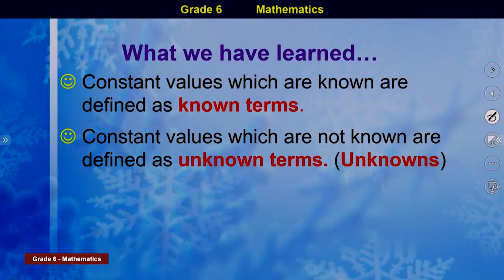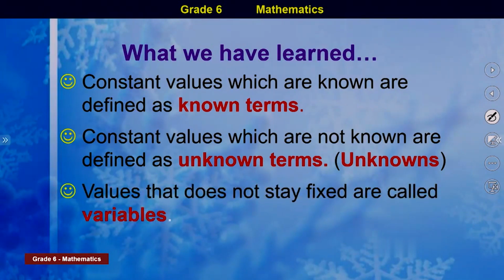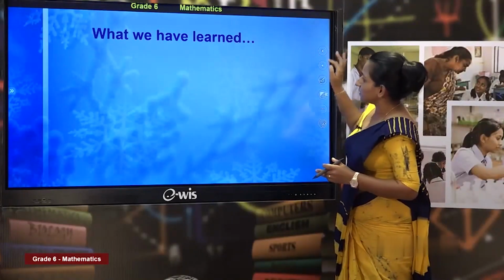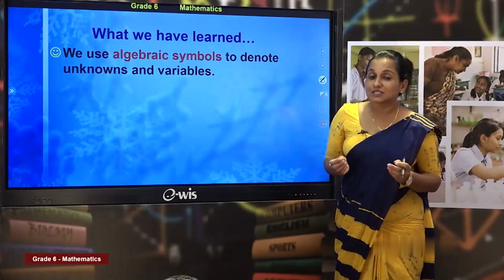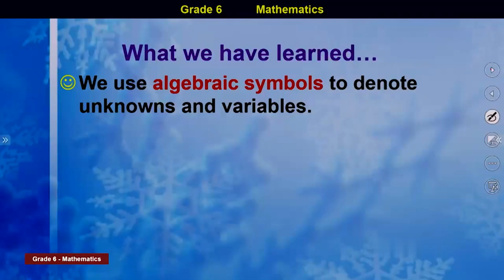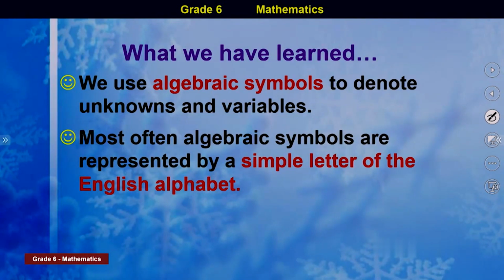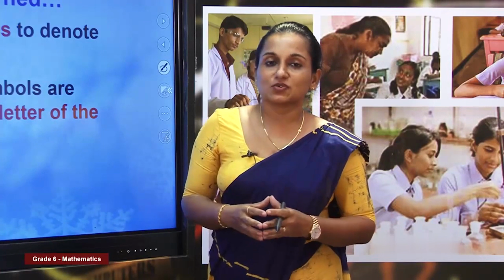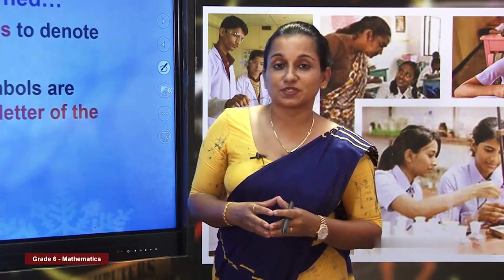Then we learned about variables. Values that do not stay fixed are called variables. Then we introduced algebraic symbols, that we use algebraic symbols to represent unknowns and variables. Then we discussed more about algebraic symbols, that we can use any simple letter of the English alphabet as an algebraic symbol. Okay, now before we talk about algebraic expressions, I would like to do some numerical expressions with you.